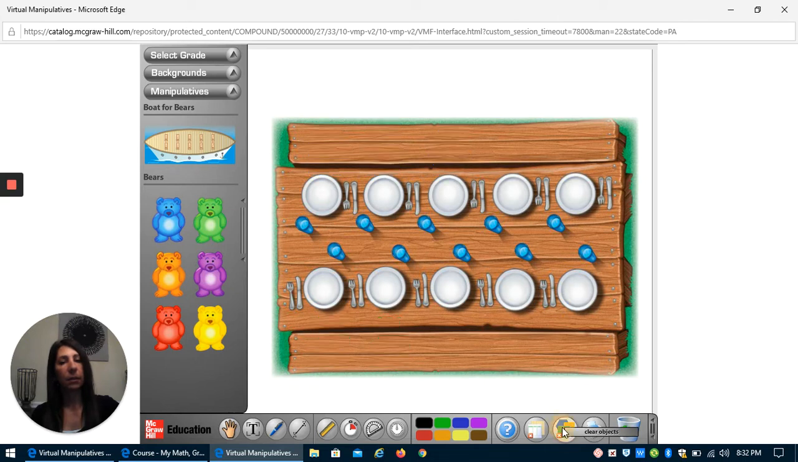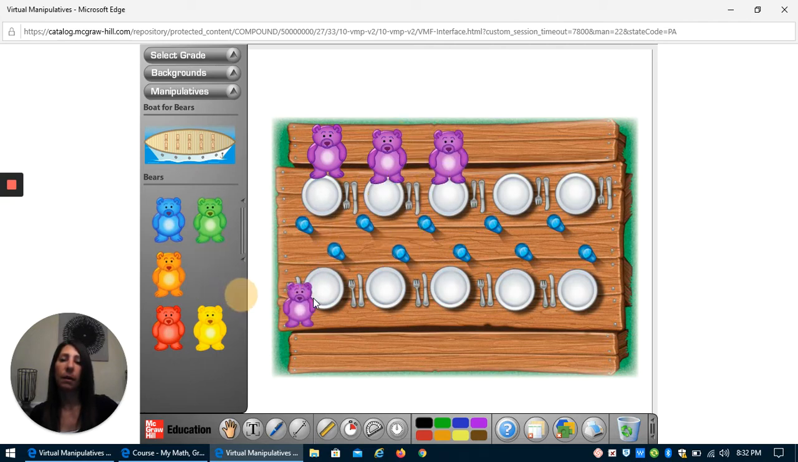All right, let's clear these. And let's go to this guy over here, purple. I love purple. It's one of my favorite colors. We're going to start with 4. So 1, 2, 3, 4. 4 purple bears sat down at the teddy bear picnic.